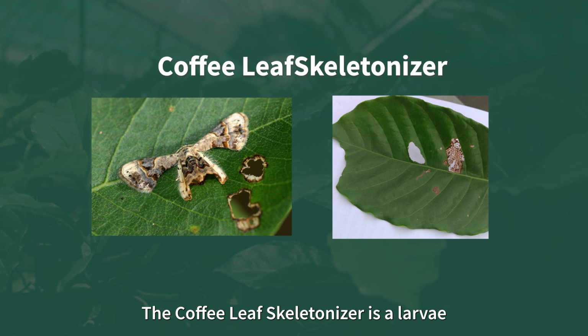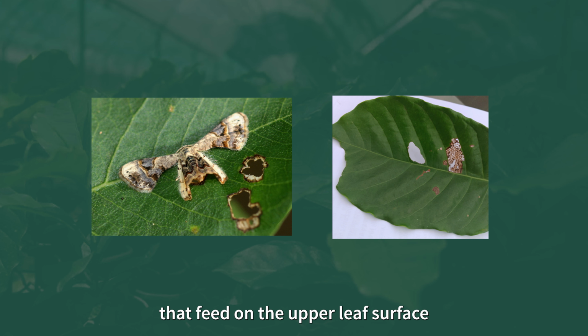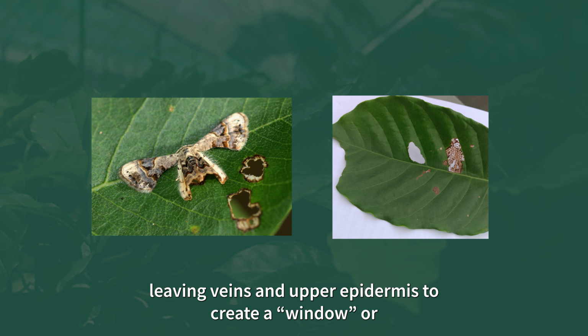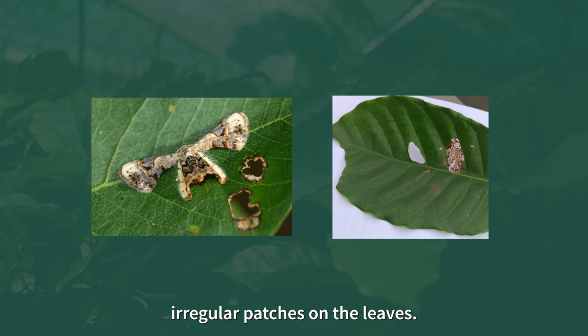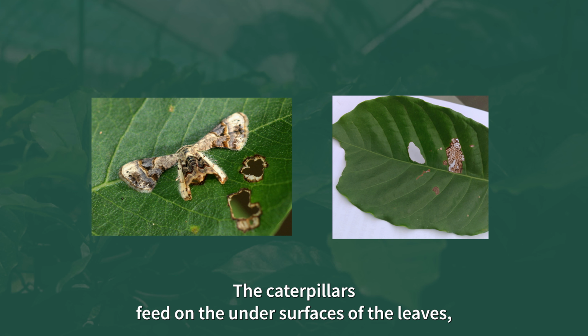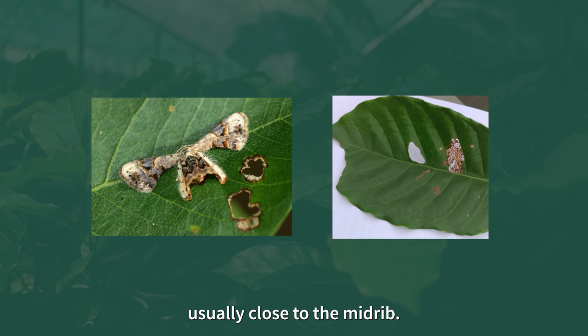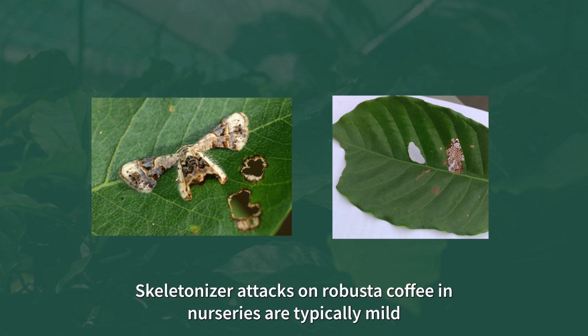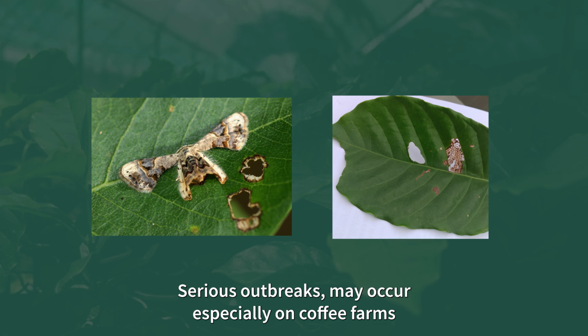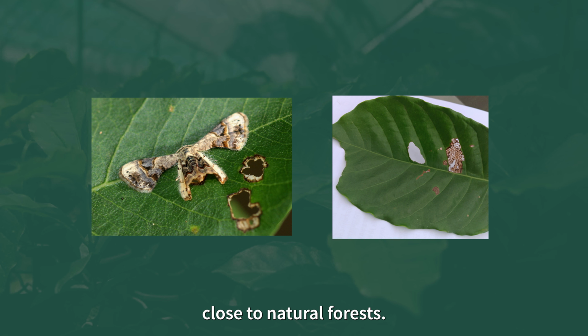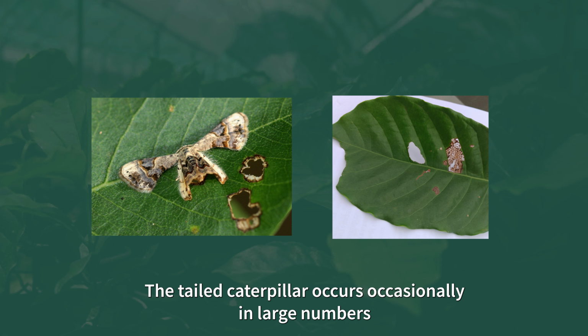The coffee leaf skeletonizer is a larva that feeds on the upper leaf surface, leaving veins and upper epidermis to create a window or irregular patches on the leaves. The caterpillars feed on the undersurfaces of the leaves, usually close to the midrib. Skeletonizer attacks on Robusta coffee in the nursery are typically mild, but in the field, serious outbreaks may occur, especially on coffee farms close to natural forests.